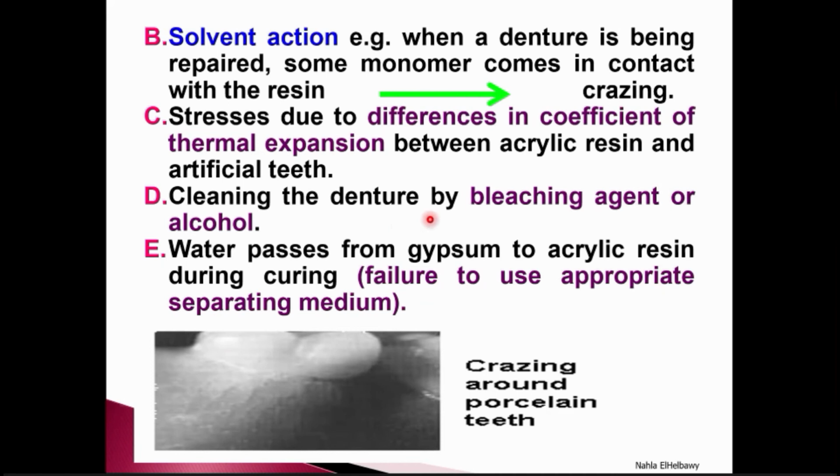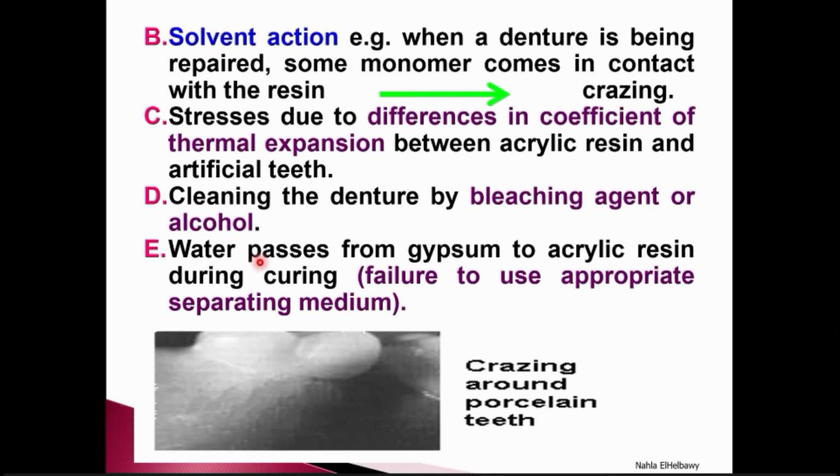Cleansing the denture with bleaching agent or alcohol. Again, these are organic solvents which can dissolve certain polymer components, and they can result in separation of polymer chains and cracks are visible. Also, water passes from gypsum to acrylic resin during curing. So this can also result in crazing, because water molecules might cause separation between polymer chains. So this is why we apply a separating media.